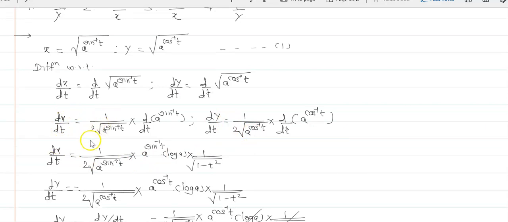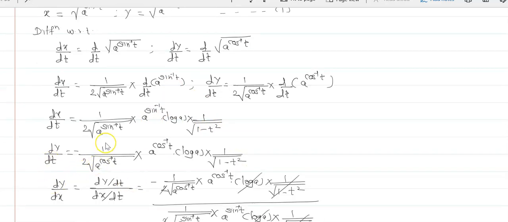dx upon dt is 1 upon 2 root of a raised to sine inverse of t into d/dt of a raised to sine inverse of t. dy by dt is 1 upon 2 root of a raised to cos inverse of t into d/dt of a raised to cos inverse of t. dx upon dt is equal to 1 upon 2 root of a raised to sine inverse of t into a raised to sine inverse of t into log of a into derivative of sine inverse of t, which is 1 upon root of 1 minus t square. dy by dt is equal to minus 1 upon 2 times root of a raised to cos inverse of t into a raised to cos inverse of t into log of a into 1 upon root of 1 minus t square.